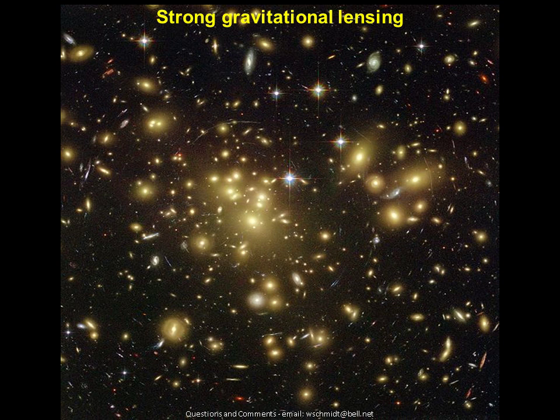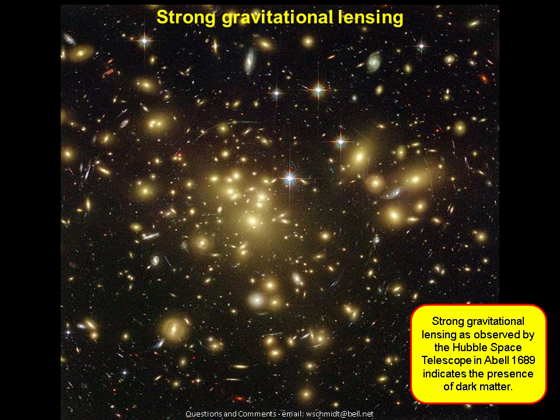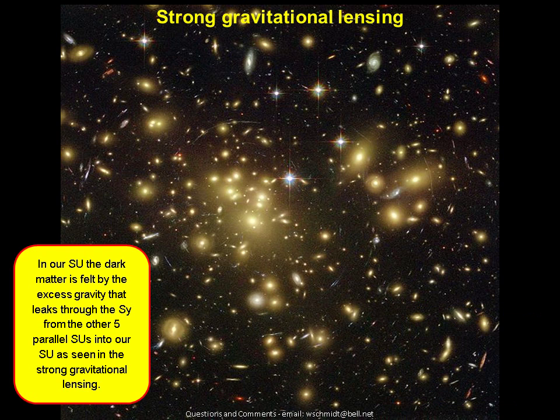Strong gravitational lensing. Here is another observation, that dark matter is present but not seen. Strong gravitational lensing, as observed by the Hubble Space Telescope in Abell 1689, indicates the presence of dark matter. In our subuniverse, the dark matter is felt by the excess gravity that leaks through the singularities from the other 5 parallel subuniverses into our subuniverse, as seen in the strong gravitational lensing.